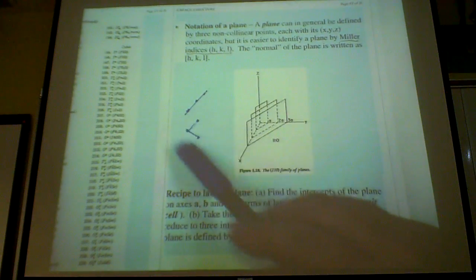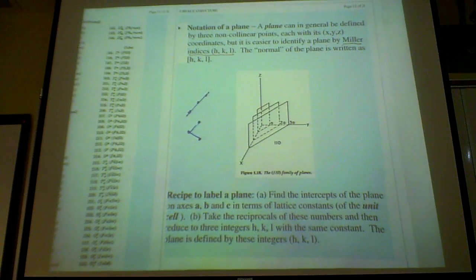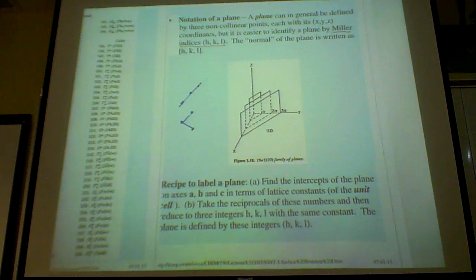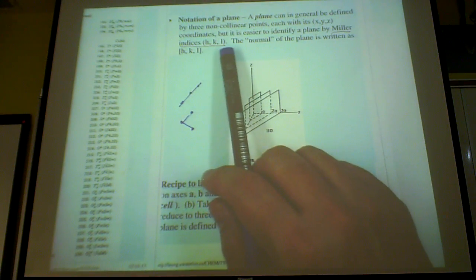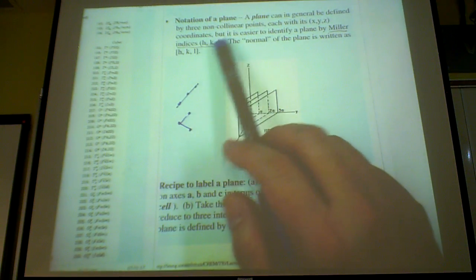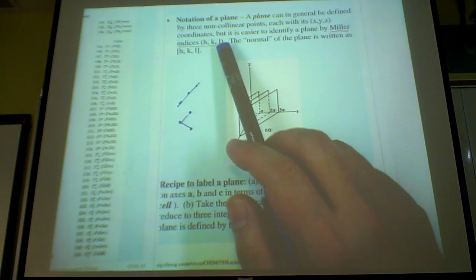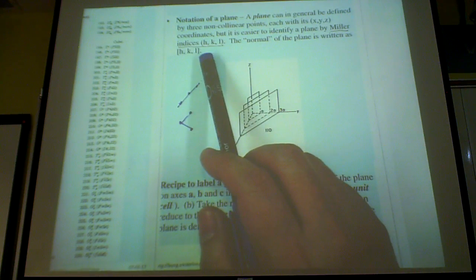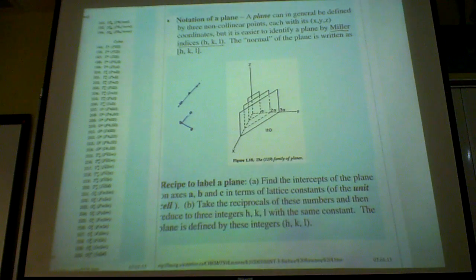So in general, give me 3 points that are not in a straight line, then you've got a plane. But it's easier to use this thing invented by Miller, called Miller indexes, that we have all heard about in chemistry or physics courses. So Miller indexes are often given the notation H, K, and L, and you write the plane notation in round brackets, and the normal of the plane is written in square brackets. Okay, so that's something that I want to point out.